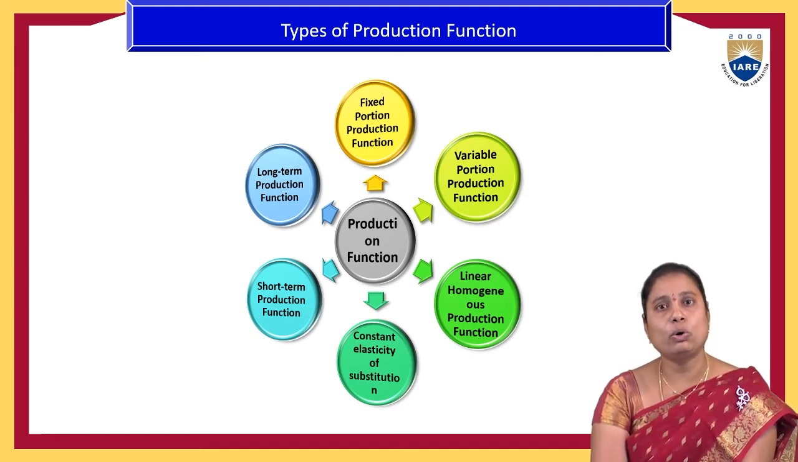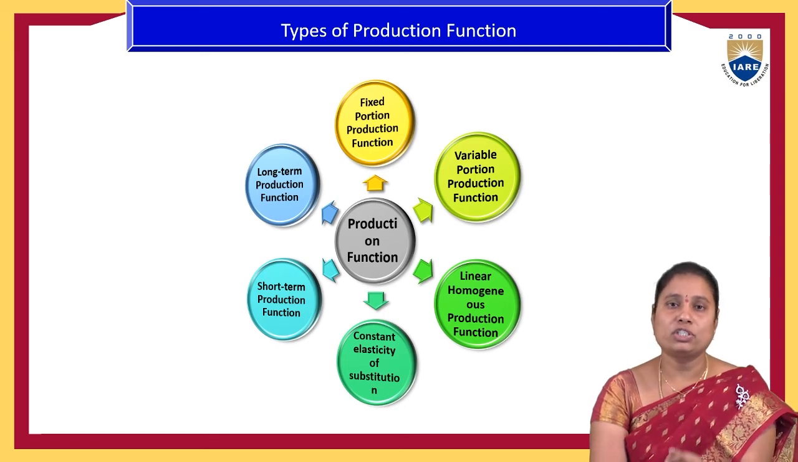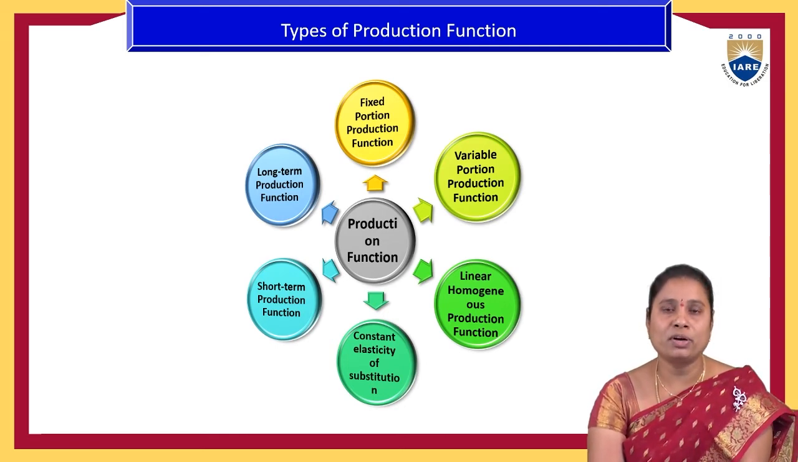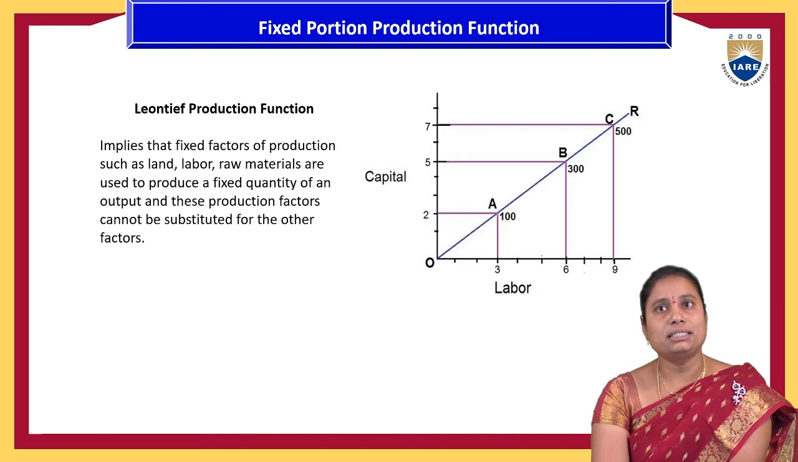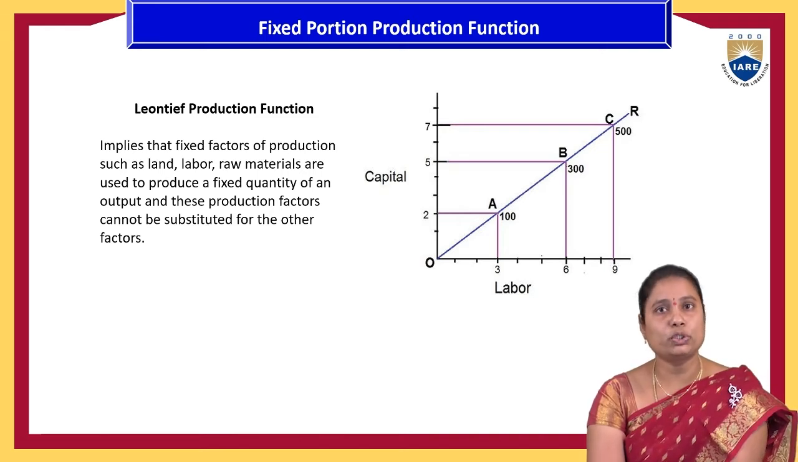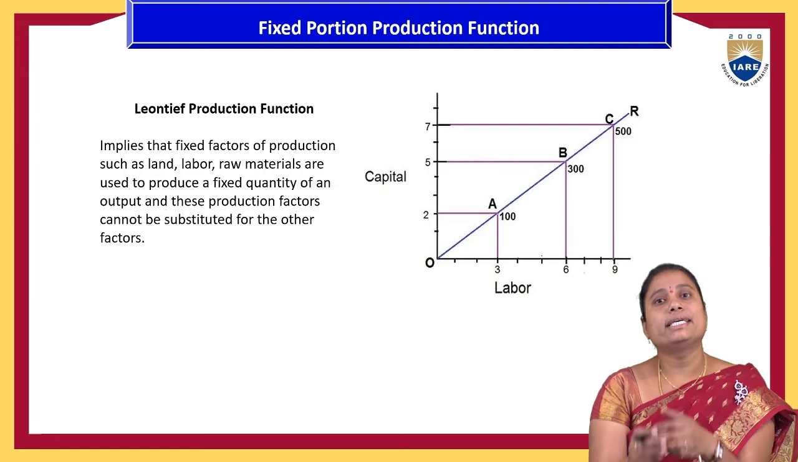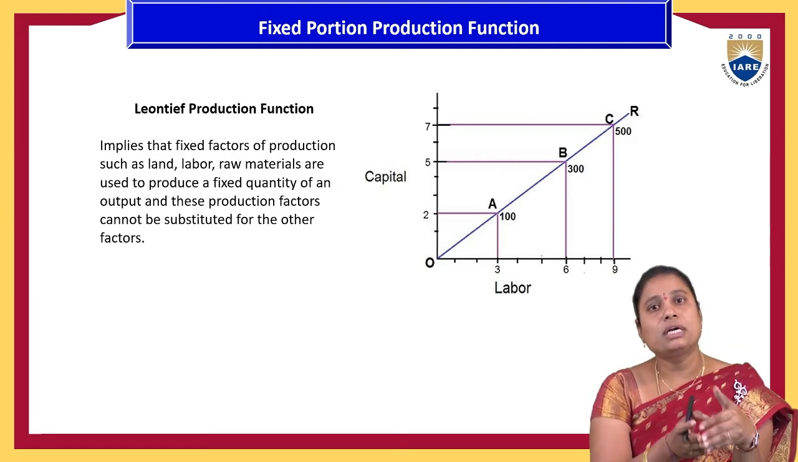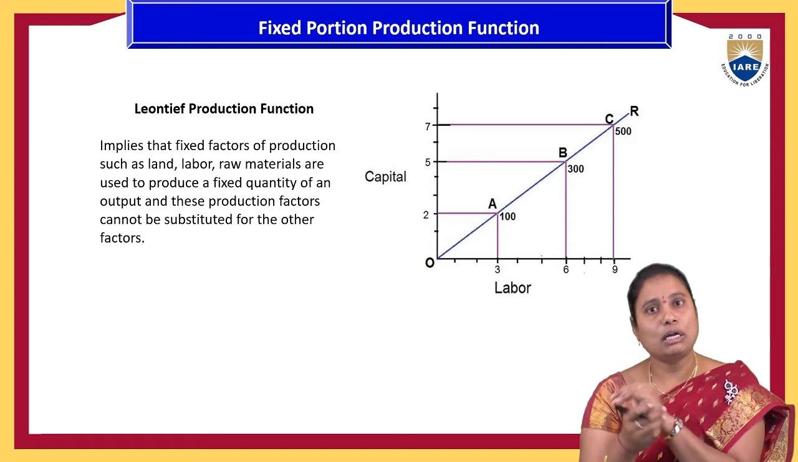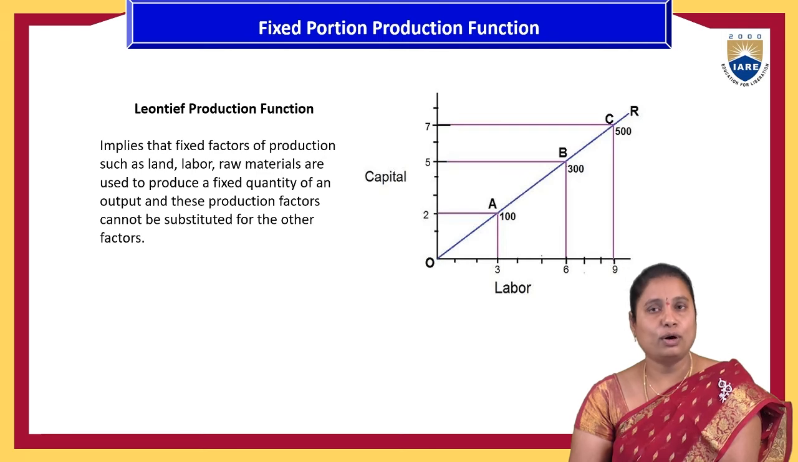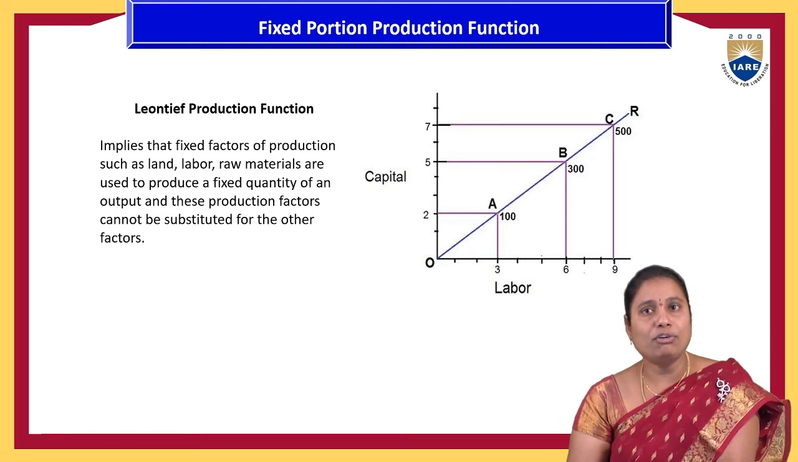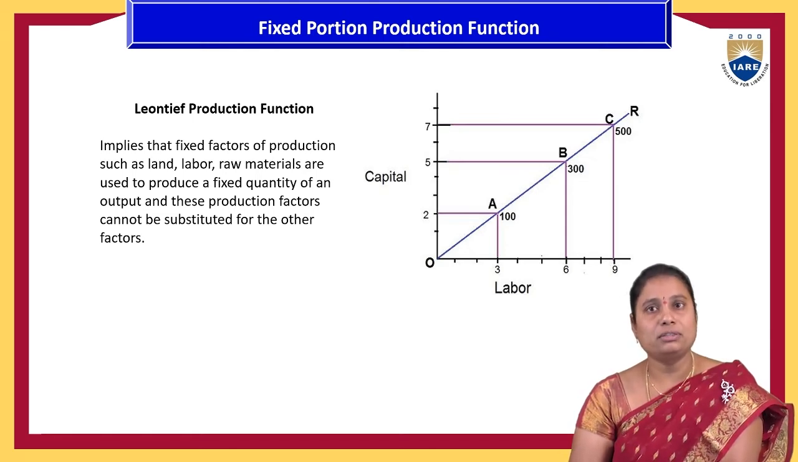So let's discuss each and every production function. What is the basis of each production function separately? The first type of production function is the fixed proportion production function. This means the combination of inputs is fixed for the expected outputs. Let us say the fixed factors like land, labor and raw materials which are used for production are fixed for the quantity of an output, and these production factors cannot be substituted for other factors.